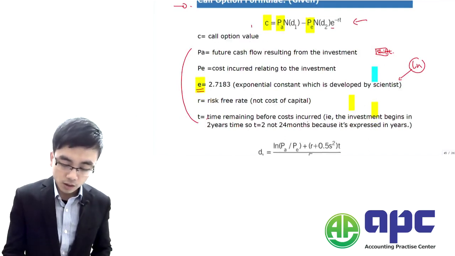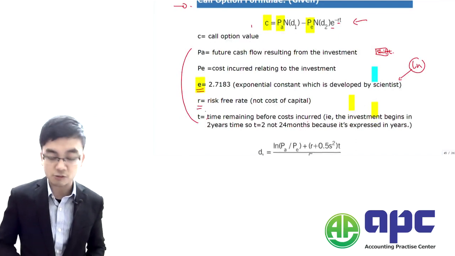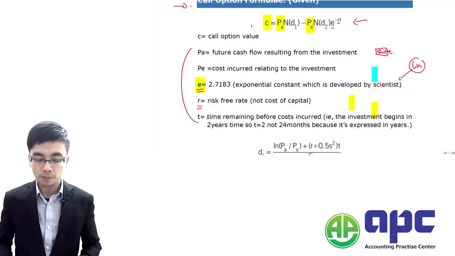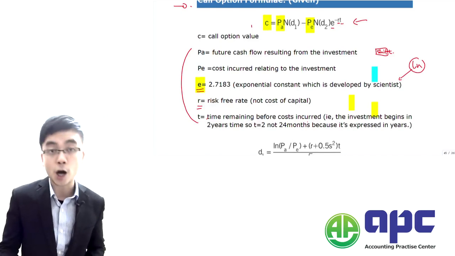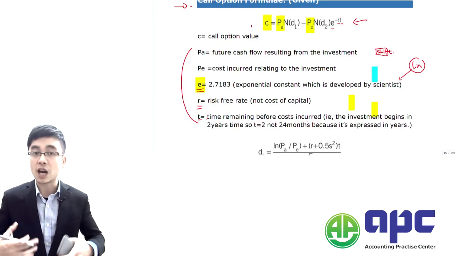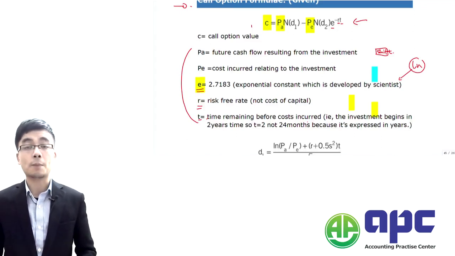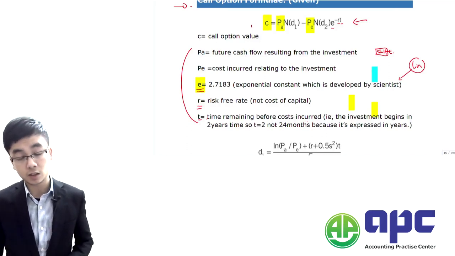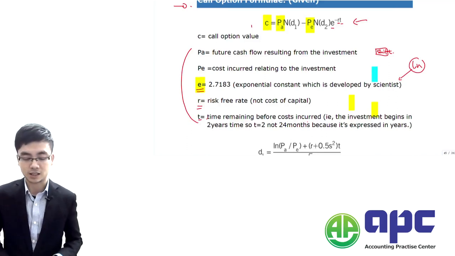So we've got the power of minus R. R means the risk-free rate. You can't use the cost of capital because that would be a limitation of the Black-Scholes option pricing model. And T stands for the time to expire, the time before you exercise your option. So for example, you decide to delay that project in 5 years' time, so the T will be 5 years. It's not the project's life, but the time that you are going to exercise it.